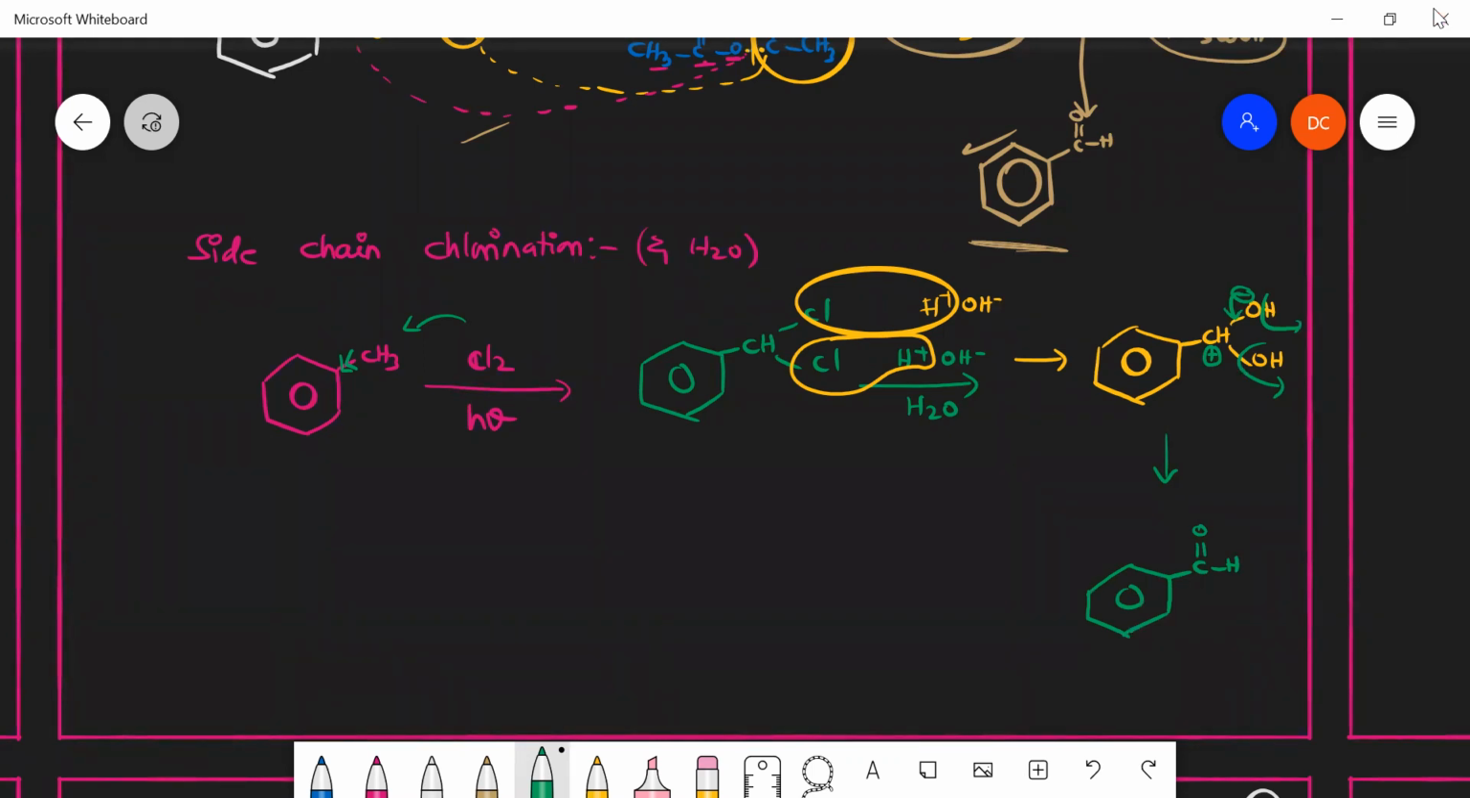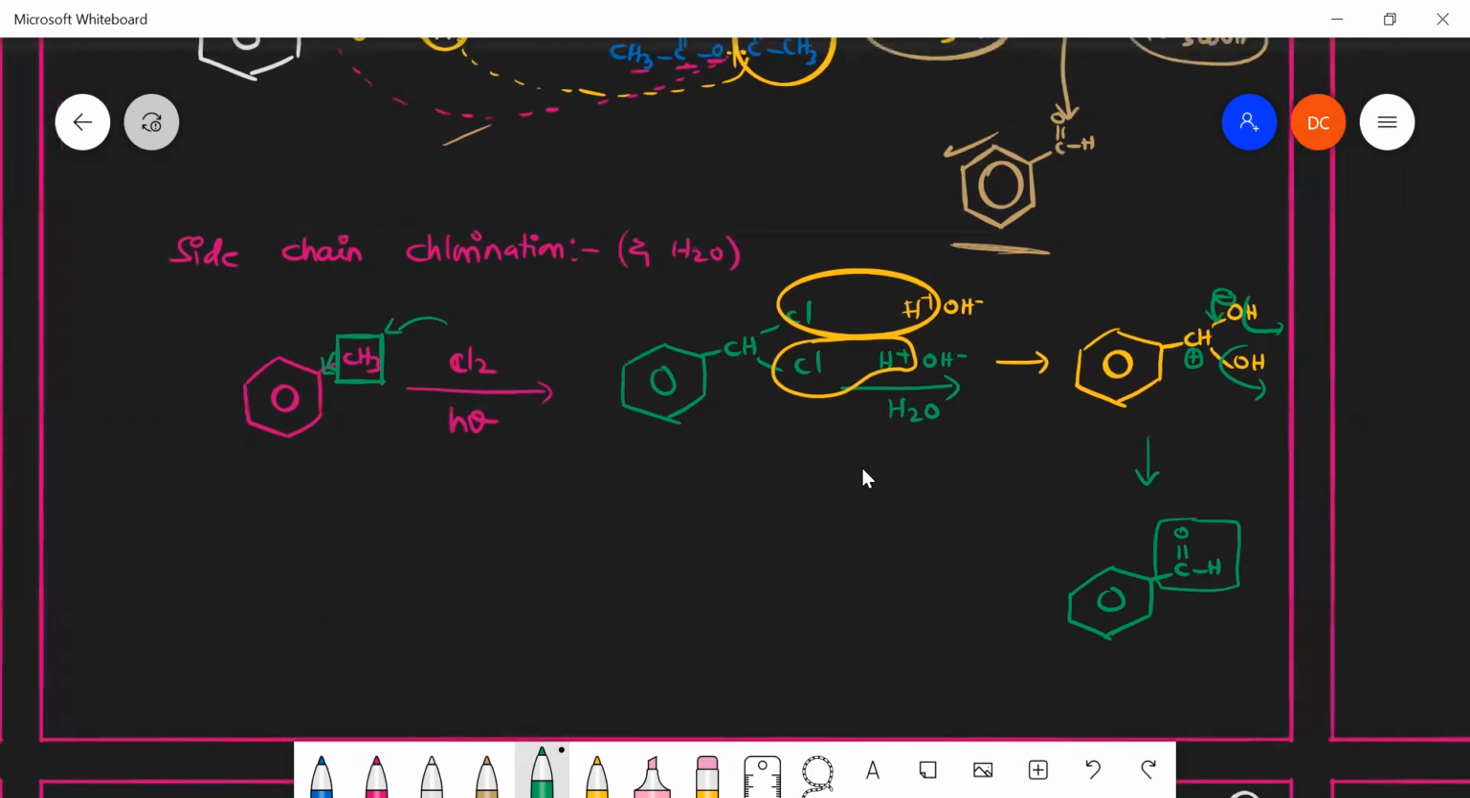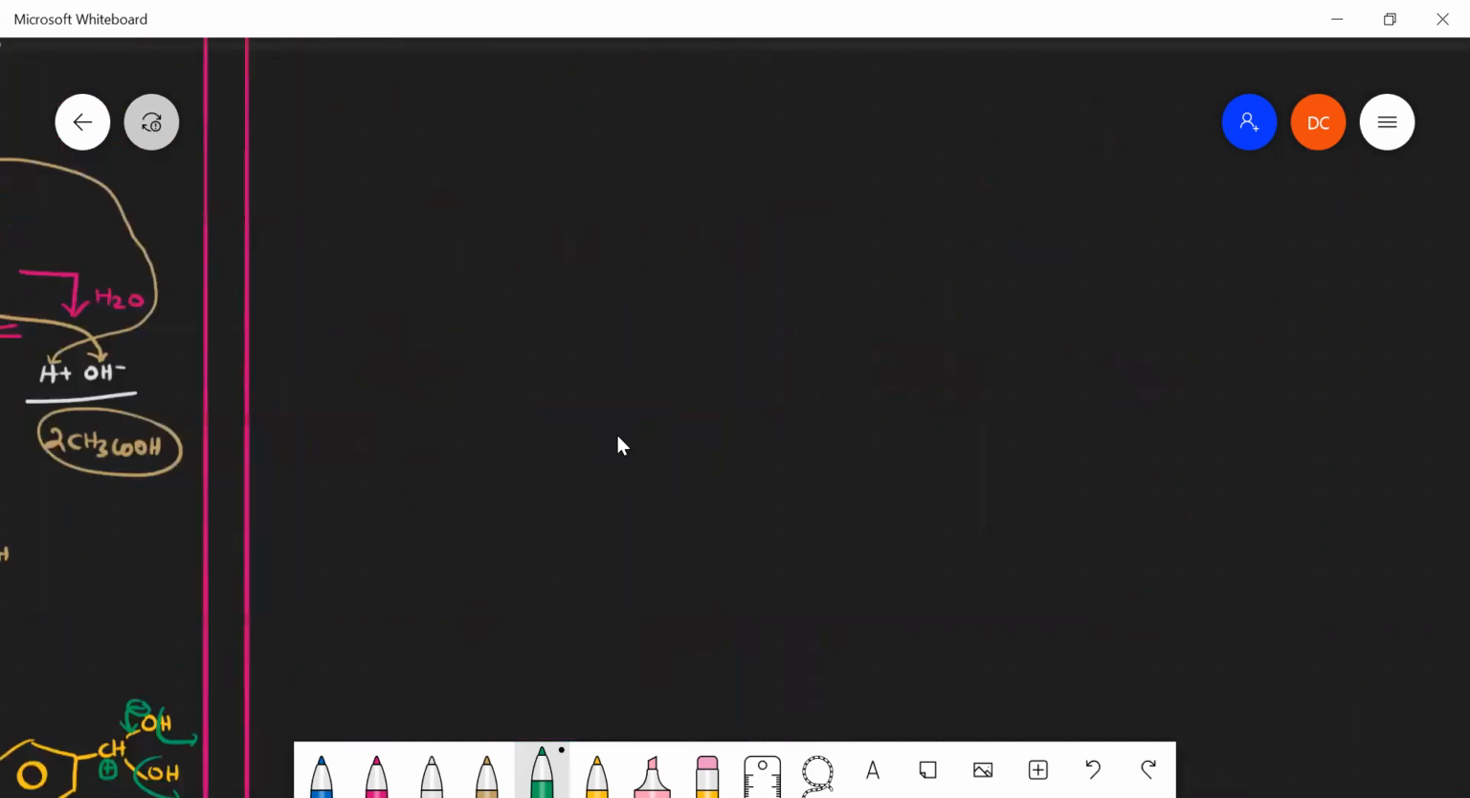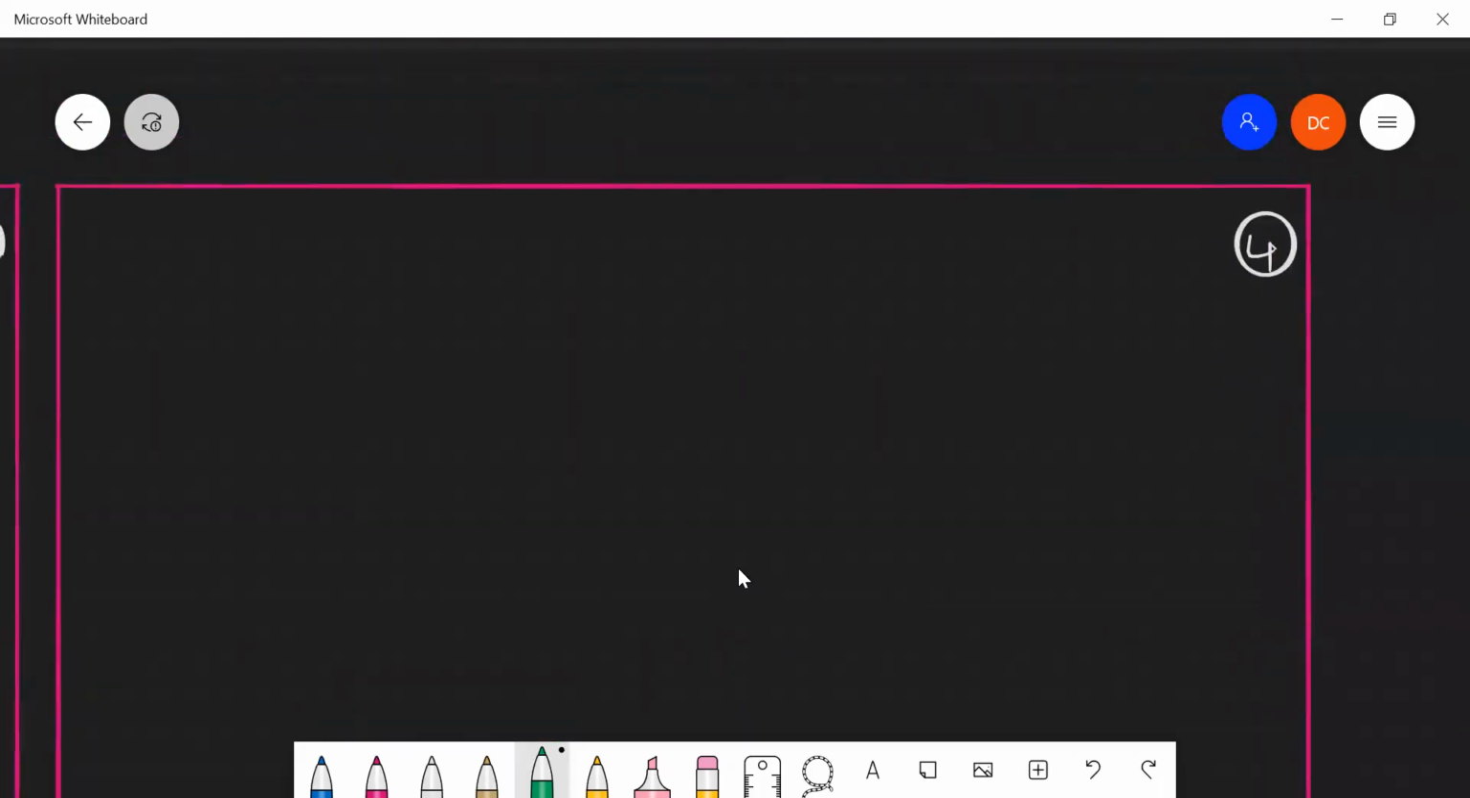So whenever you want to convert this methyl group into aldehyde, you have to use these 3 methods. What are the 3 methods? Either the Etard reaction, which means chromyl chloride, or chromic acid anhydride, or side chain chlorination. These are the 3 important reactions for converting toluene into benzaldehyde. Okay. Another reaction is also there.